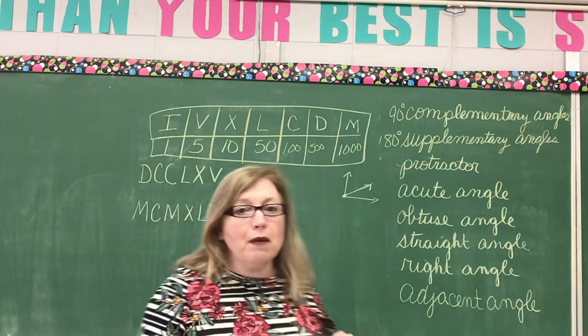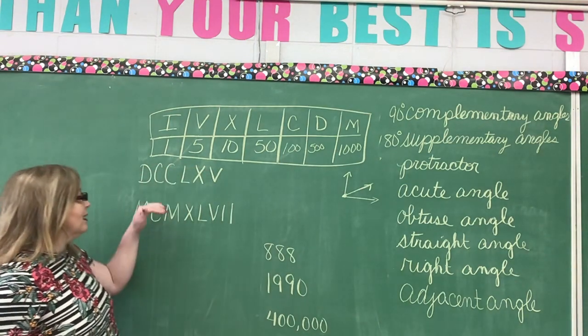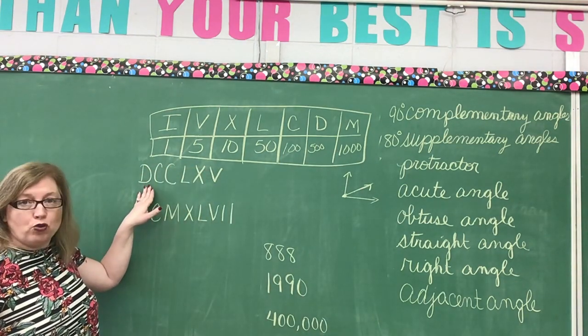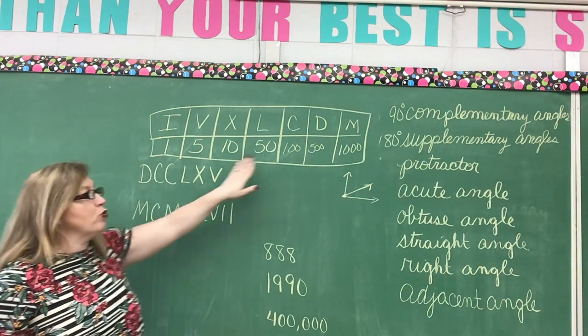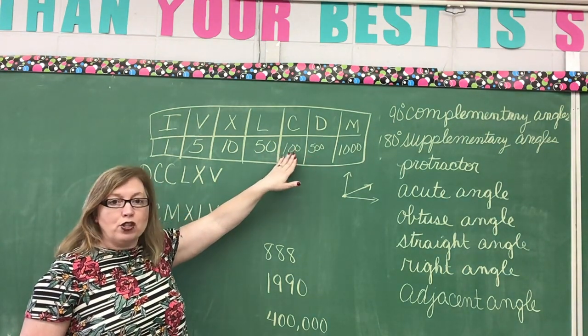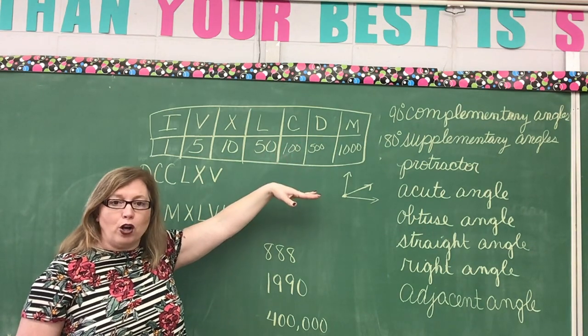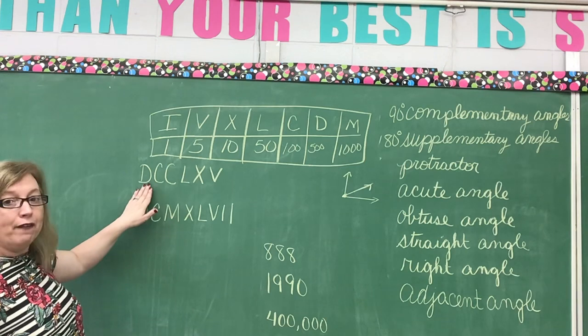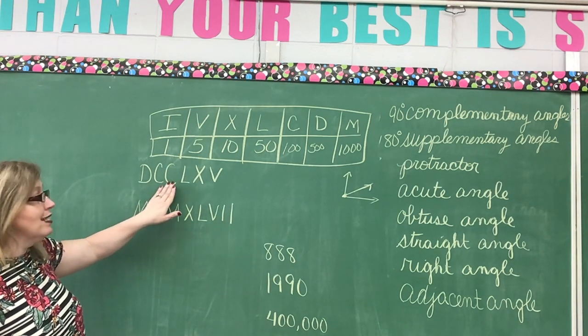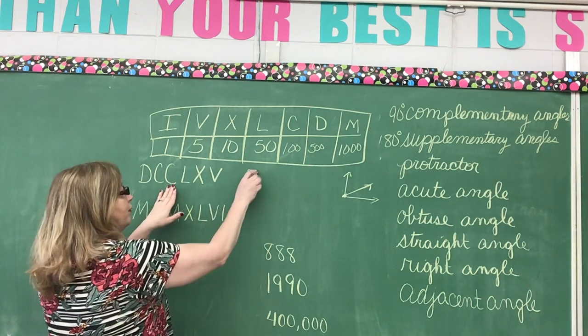With those things in mind, let's look at this. If I have a D, which represents 500, then I have a C, which represents 100. I have a smaller number after my larger number, so I'm going to add. So let's do that. We have 500, 600, 700. So let's write our 7.